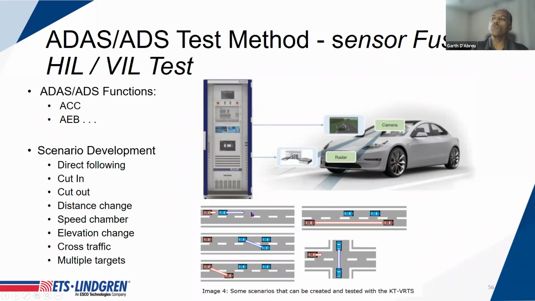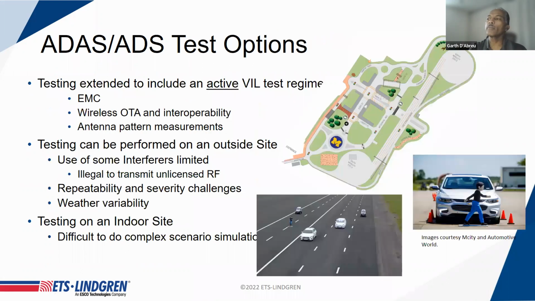You can also move the simulator, the RTS antenna, laterally to simulate lane changing and cut-in and cut-out scenarios. So there are a lot of things that you can introduce to a controlled environment to try and provide us an ability to test some of these more advanced features on current vehicles in a controlled environment.